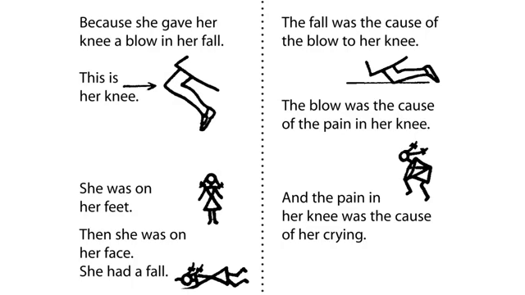This is her knee. She was on her feet. Then she was on her face. She had a fall. The fall was the cause of the blow to her knee. The blow was the cause of the pain in her knee. And the pain in her knee was the cause of her crying.